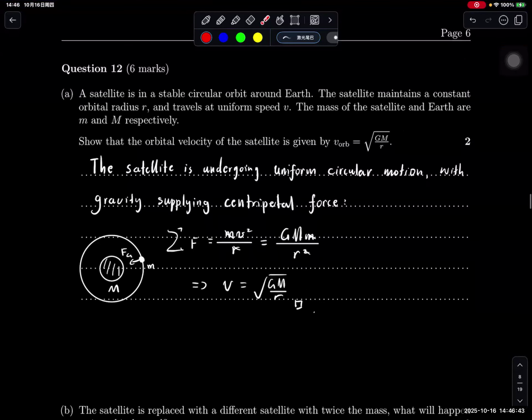Question 12 says a satellite is in a stable circular orbit around Earth. The satellite maintains a constant orbital radius r and travels at a uniform speed v. The masses of the satellite and Earth are m and capital M respectively. Show that the orbital velocity is this. This will be the same thing as we did in the lecture. You can copy the same derivation, but try to derive it yourself. Think about what is supplying the centripetal force. Gravity is supplying the centripetal force, so it's equal to the centripetal force. Then you rearrange for v and you'll get the answer. Quite easy.